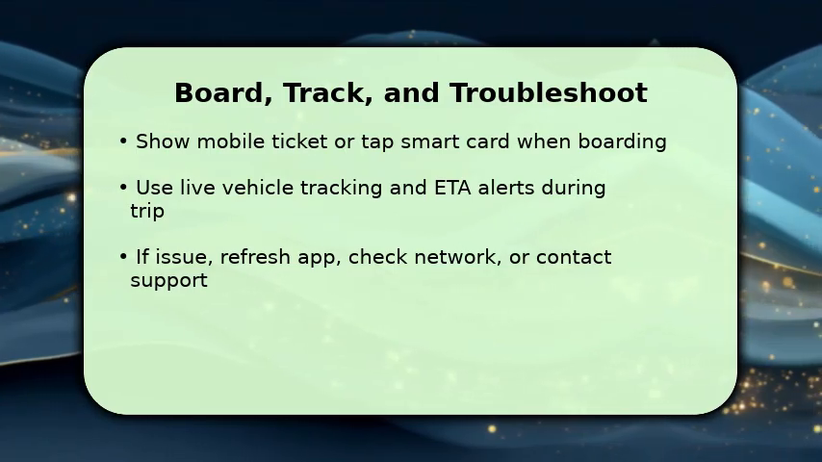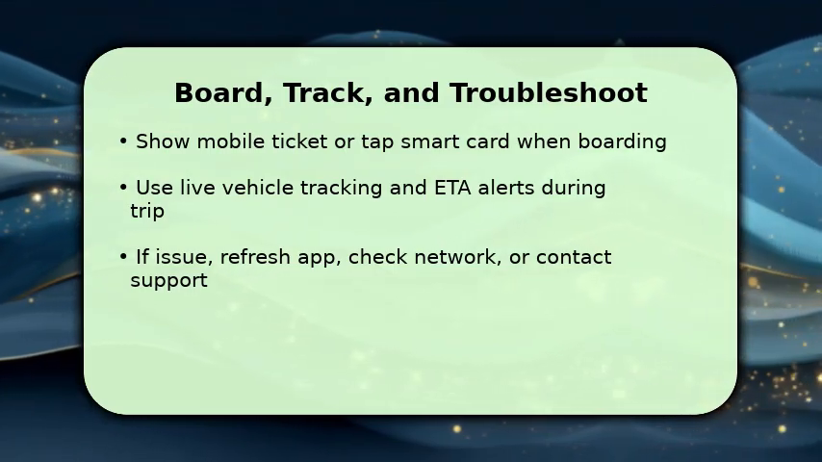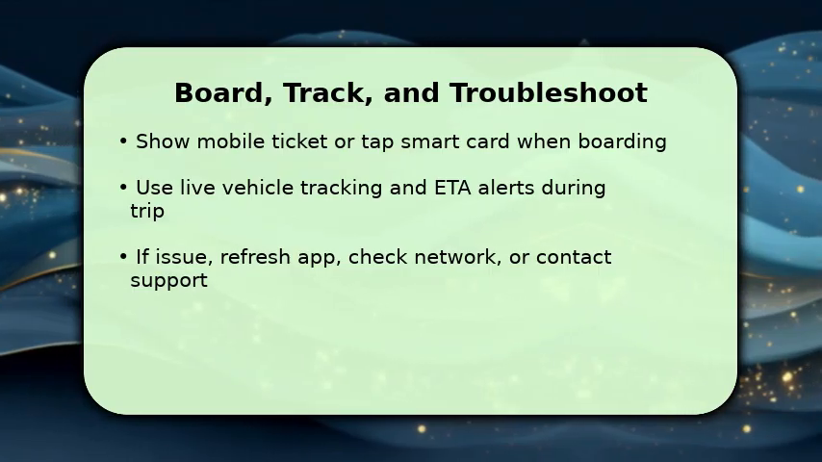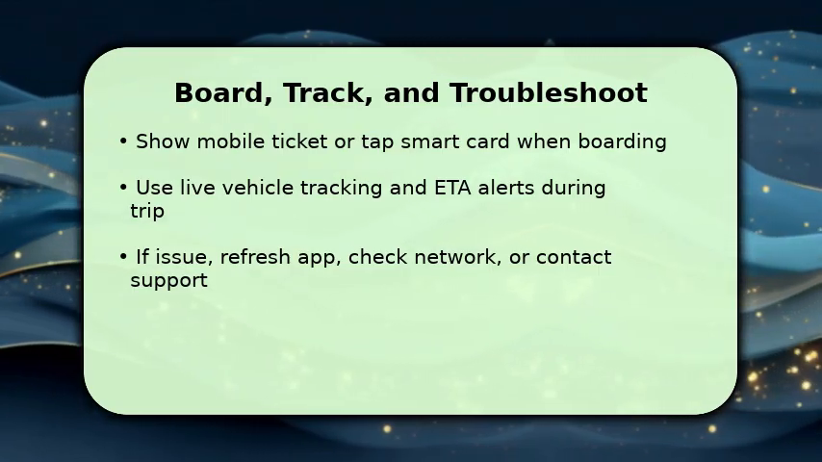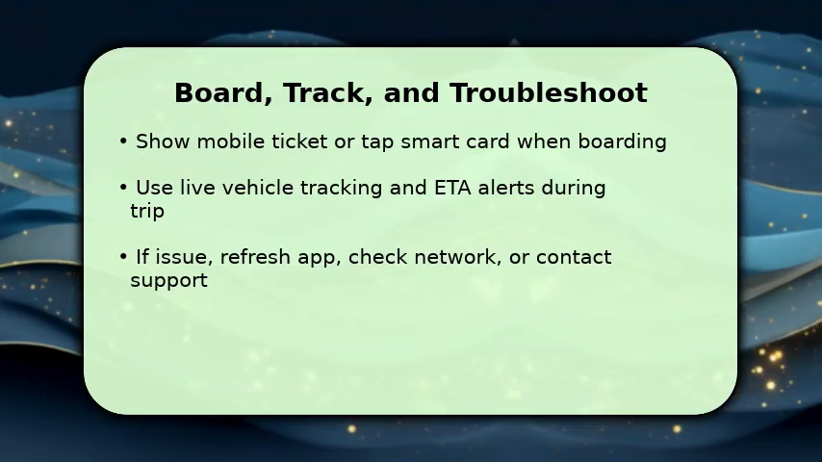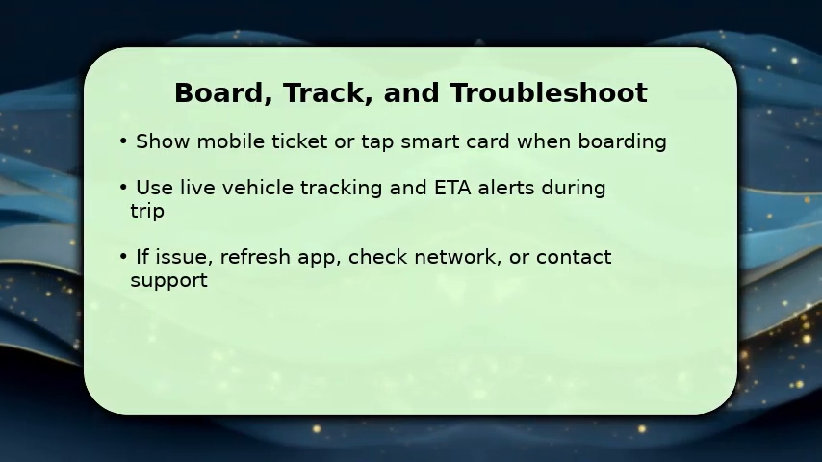If something goes wrong, ticket not recognized or route missing, refresh the app, toggle location, check network, and if still unresolved, contact in-app support with Trip ID for quick resolution.